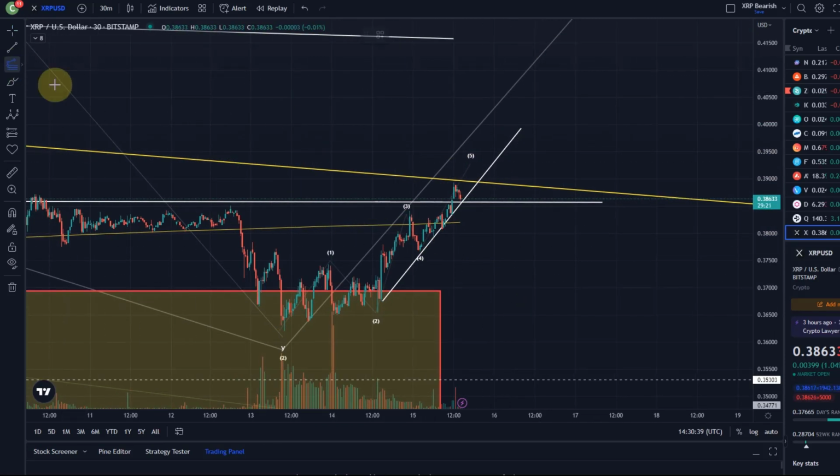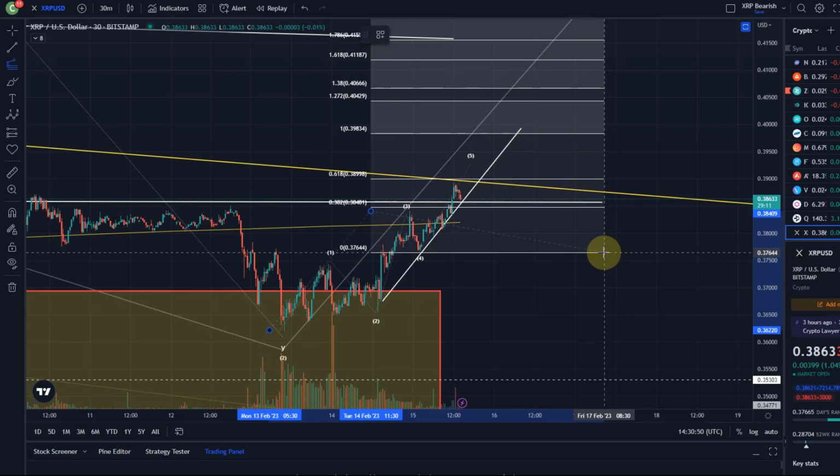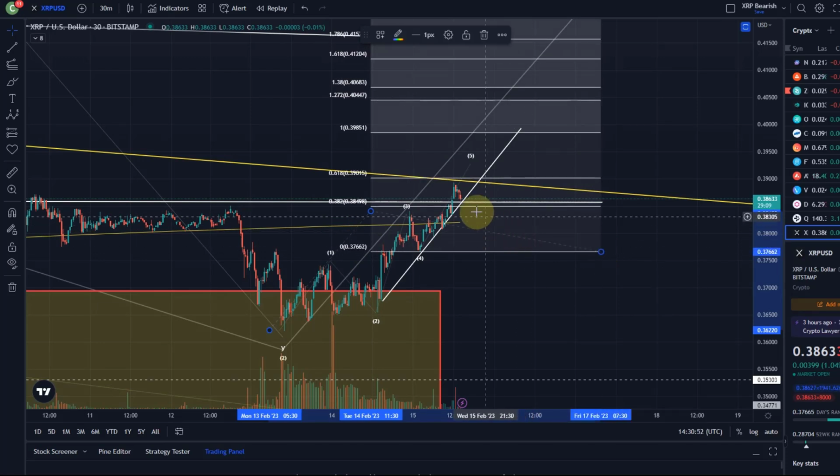Now, calculating the length of the fifth target-wise, we take the entire net length between waves one and three, and we go to the low of the fourth, and you can see we've actually reached the first target, the 38.2 FIB extension, or that's broken anyway. The second target was nearly reached, so we need to be ready, because we are now in target range. So here, 39 cents is basically one of the ideal targets for a fifth wave.